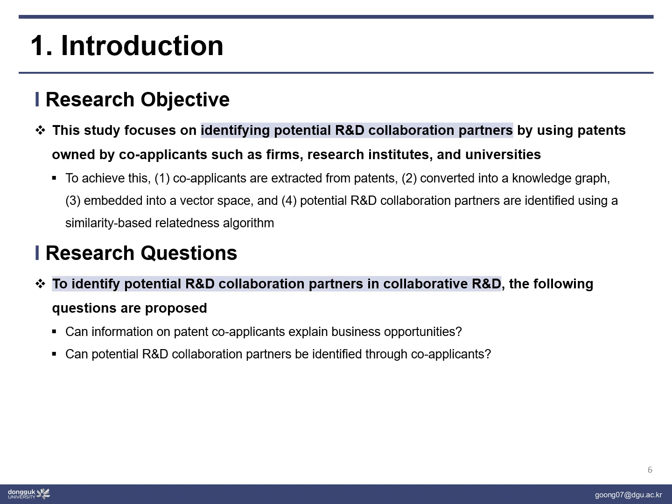This study aims to identify potential R&D collaboration partners using patents that have co-applicants. To do this, co-applicants are extracted and transformed into a graph, and then embedding is applied. Next, potential R&D collaboration partners are identified using a similarity-based relevance algorithm. The research questions are whether co-applicant information can explain business opportunities and whether it can be used to identify potential R&D collaboration partners.